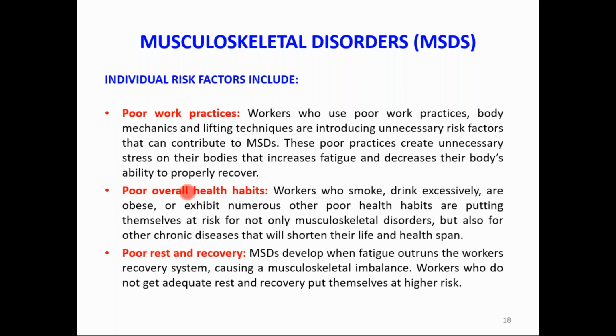Then poor rest and recovery. So if for a particular repetition order for heavy work, we have to take rest after some time. So that is the need of the hour, the need of those particular work conditions.